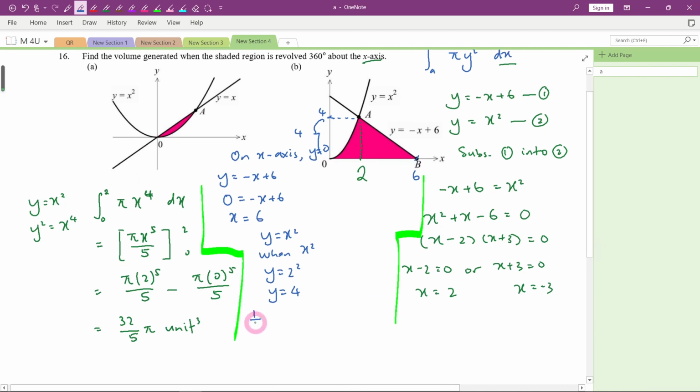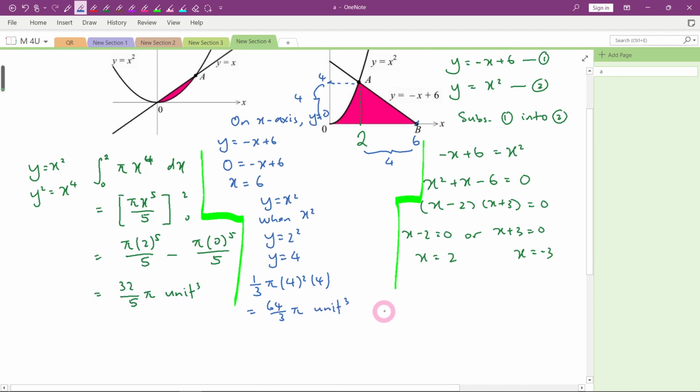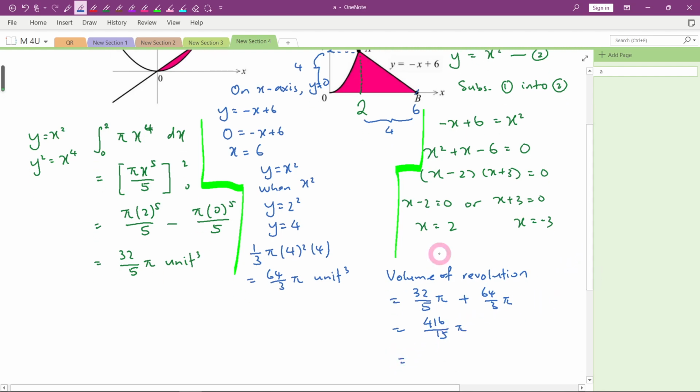Okay, let me continue here. 1 over 3 pi r squared, radius 4 units. Height, so 6 minus 2, you will get 4 units. So this is 64 over 3 pi. Now, for the final answer, we just take these two and add them together. You will get 416 over 15 pi. If you want to change it to a mixed number, it will be 27 and 11 over 15 pi.